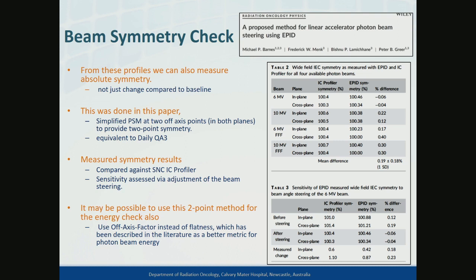Now what you can see is with these two methods here, if we've PSM corrected our images, we've suddenly got a way of doing an energy check and also checking symmetry in both planes. So what we've done is we've isolated out 2 of our variables in our uniformity check.